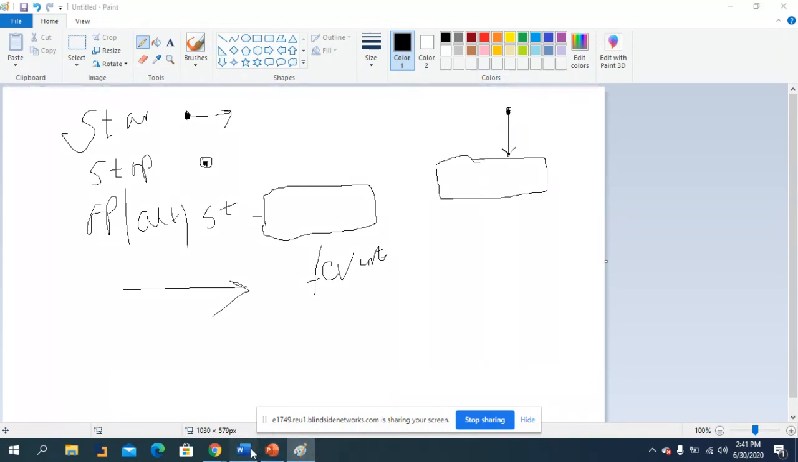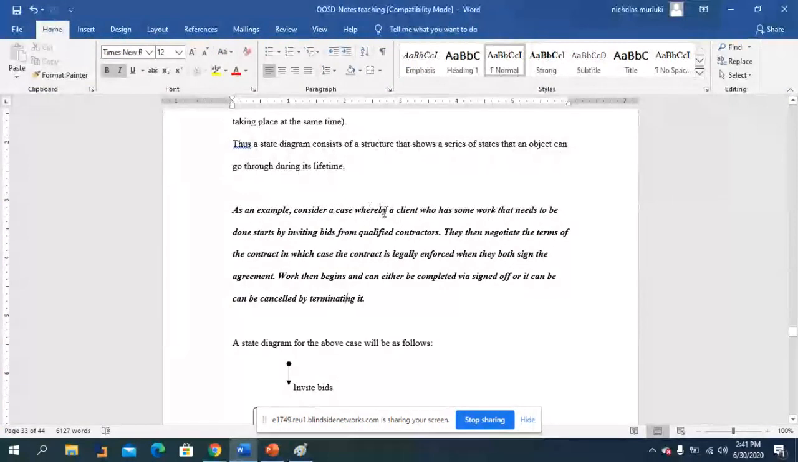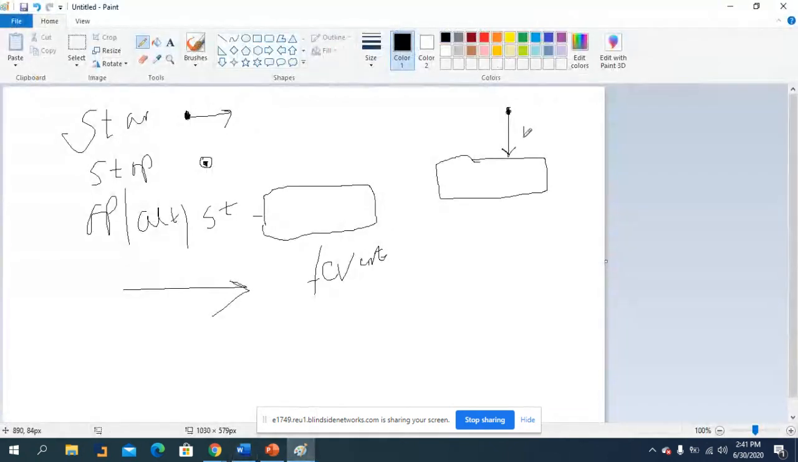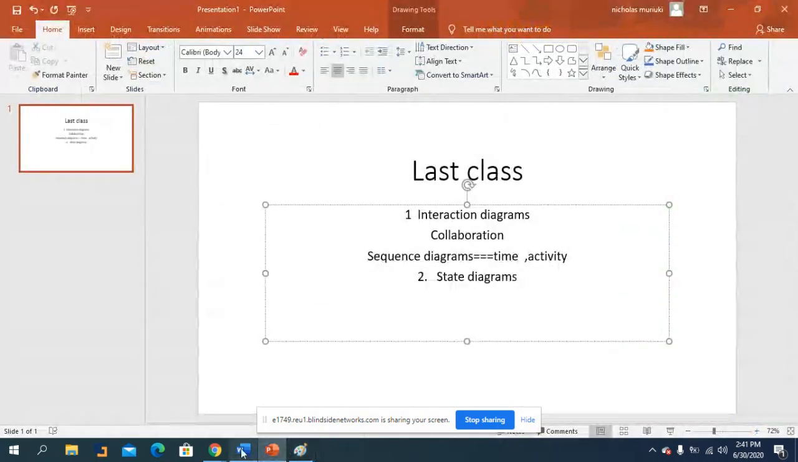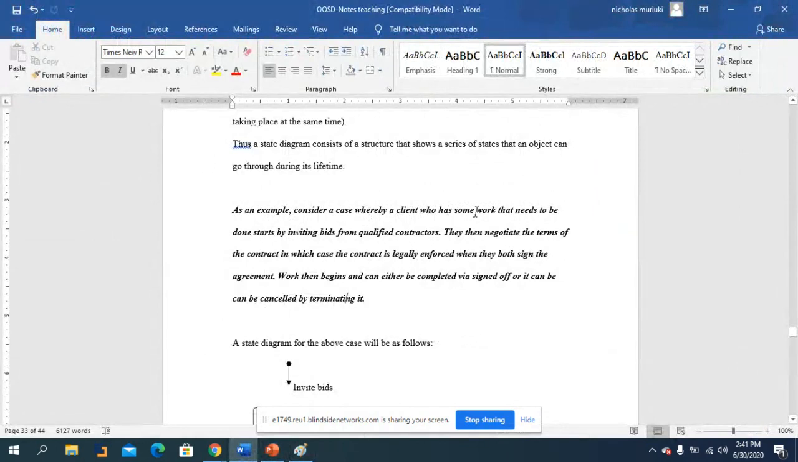But which is the state that we are having? So we are saying an example. Consider a case whereby a client who has some work that needs to be done starts by inviting bids from the qualified contractors. So first of all, you can do what you call invite. So we invite bids. But when you invite bids, what are we supposed to get within that?